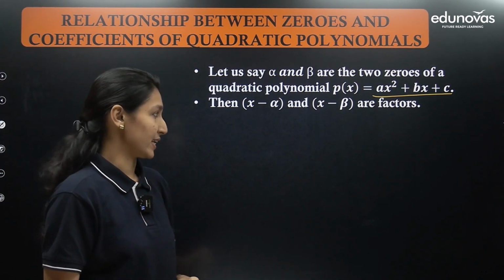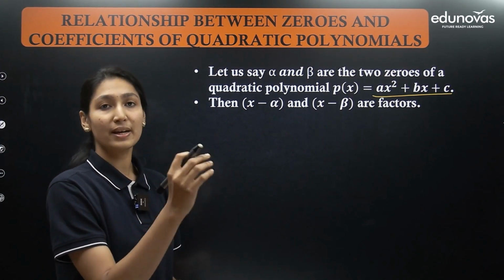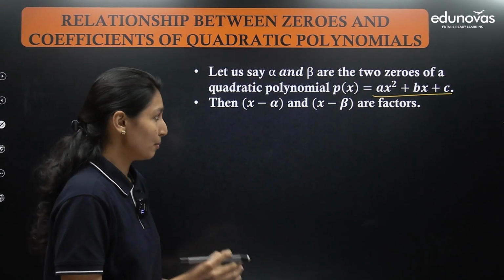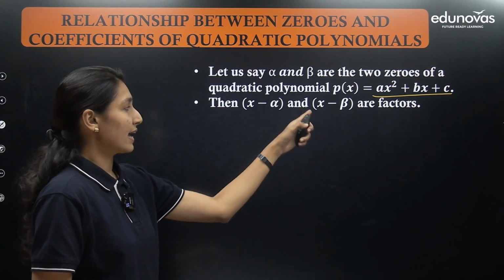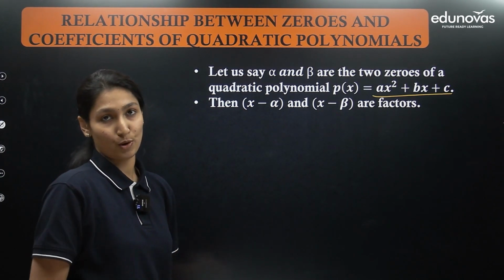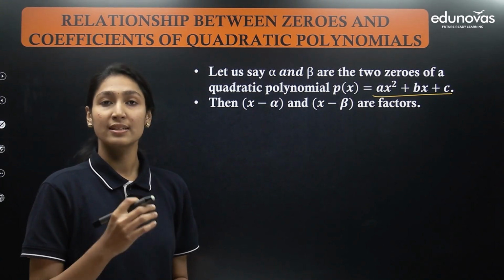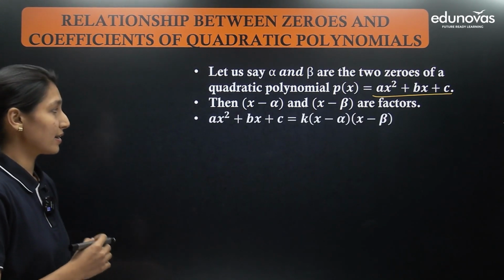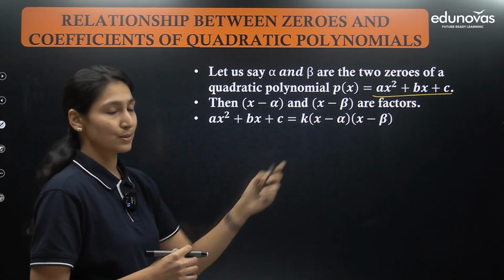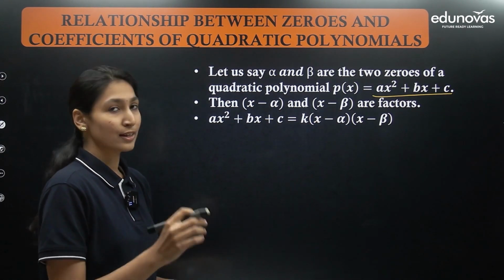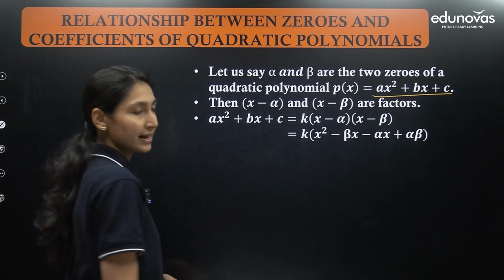By the factor theorem, we can say that if a is a zero of the polynomial, then x minus a will be a factor of that polynomial. Hence, x minus alpha and x minus beta are the two factors for the given quadratic polynomial ax square plus bx plus c. So this quadratic polynomial can be written as k into x minus alpha into x minus beta, where k is a non-zero constant.